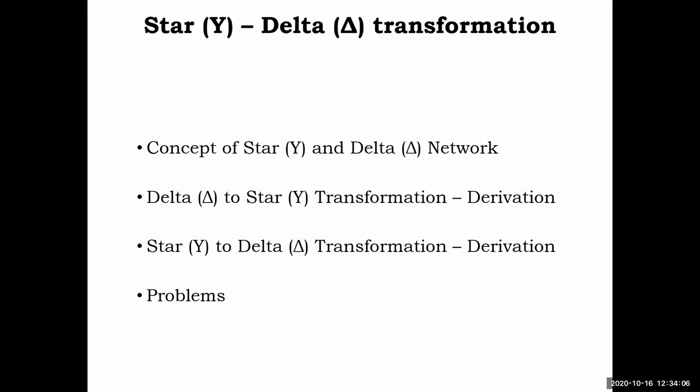There is a formula to convert a delta resistive network to a Y resistive network, and similarly a Y resistive network to a delta resistive network. This is completely a resistive network, there are no other elements coming into the picture here, and finally we'll see the problems. Problems maybe in the next video we'll be considering.